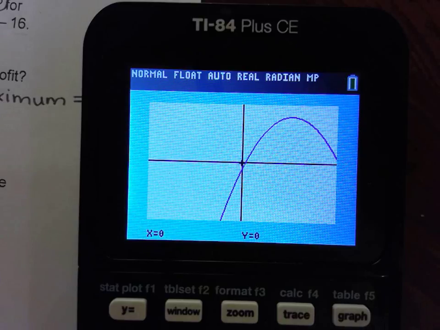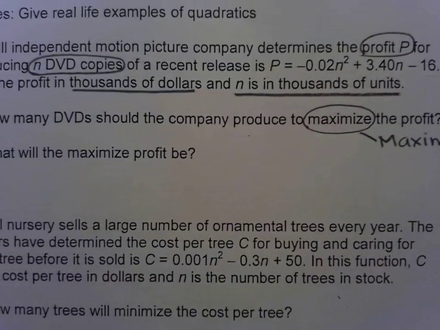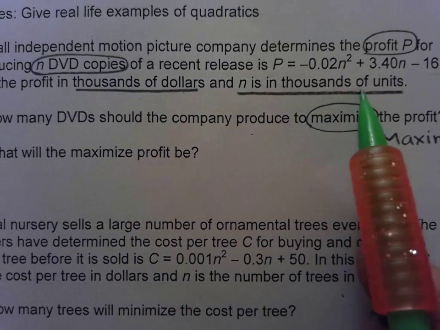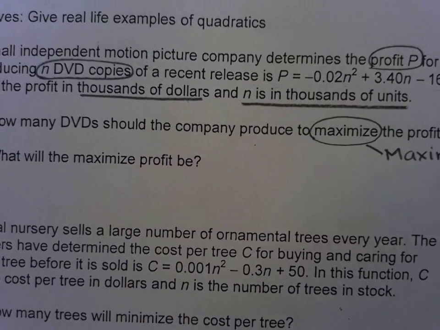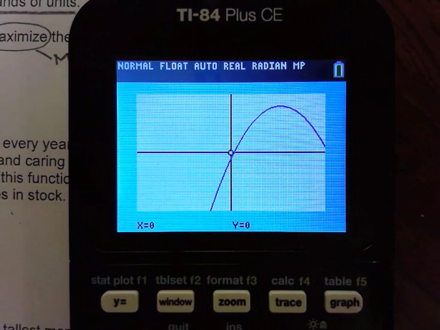And so that's exactly what you're going to need to do when you're doing these application problems. If your graph doesn't show up, 9 times out of 10, you need to zoom out, because probably you're working with really large numbers. In this case, remember, our profit and our DVDs were in thousands of dollars and thousands of units. So it's going to be big numbers that this graph is going to represent. So you're going to have to zoom out. So just remember that. If you can't see your graph, don't panic. Just zoom out a couple of times and then it'll eventually show up.